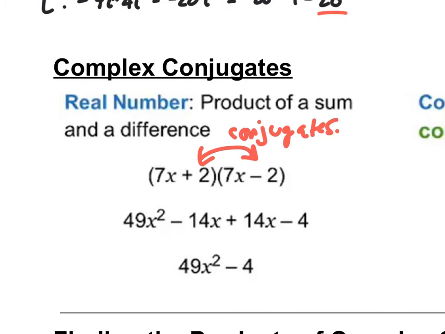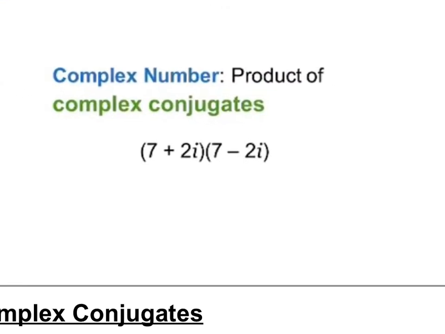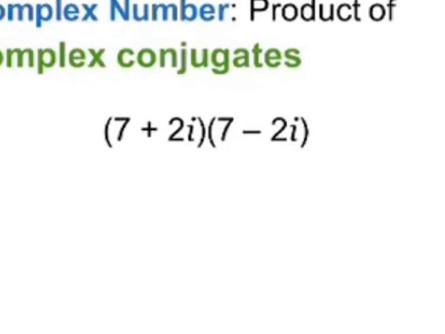When you multiply this out, you get 7x times 7x is 49x squared, minus 14x plus 14x, and then minus 4. Now, the point about this is the middle terms add to 0. Those go away, and you end up getting 49x squared minus 4.